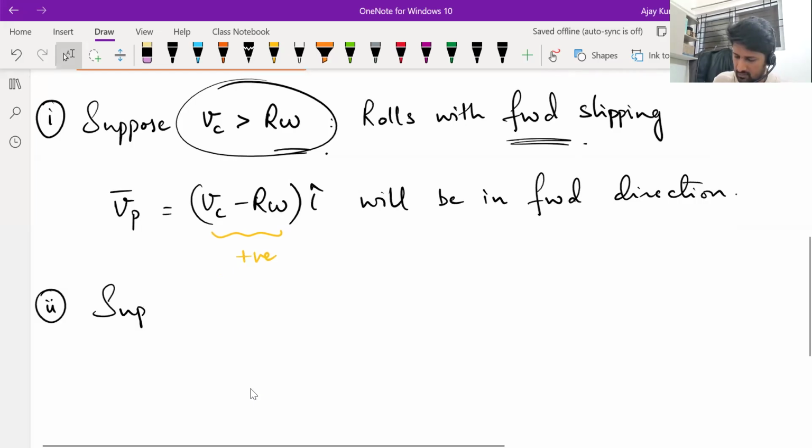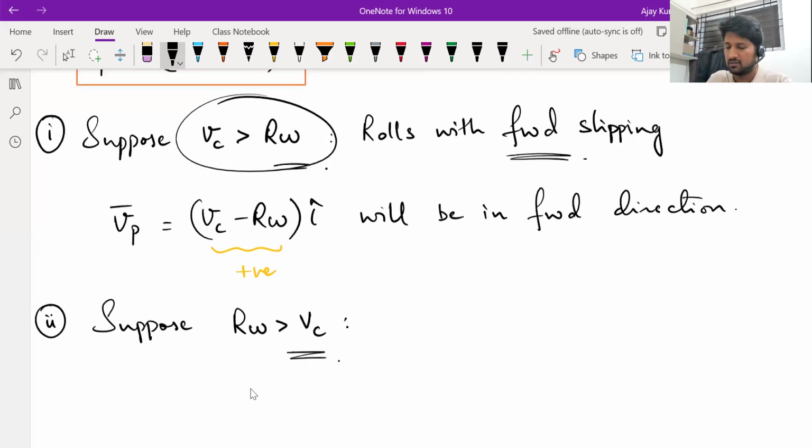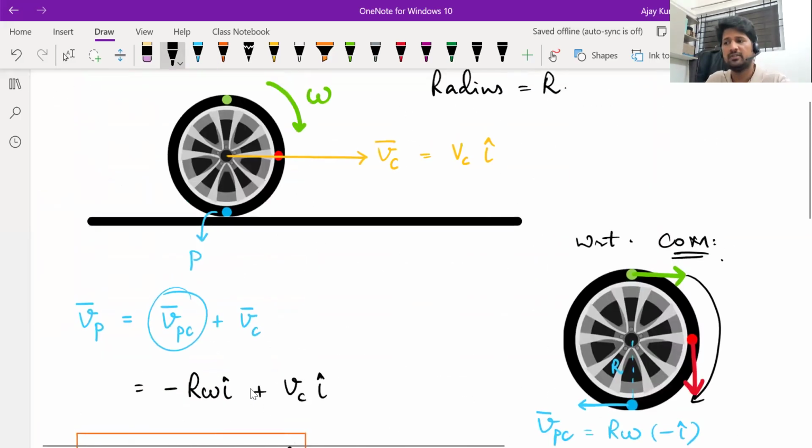Next. Suppose R omega is greater than Vc. What does R omega being greater than Vc mean? The wheel is spinning too much, too fast. It means rotation dominates translation this time. Now, when do you observe that? You can observe that if a vehicle is just starting from rest and is suddenly accelerated at a very high rate. If you suddenly press on the accelerator, what will happen?